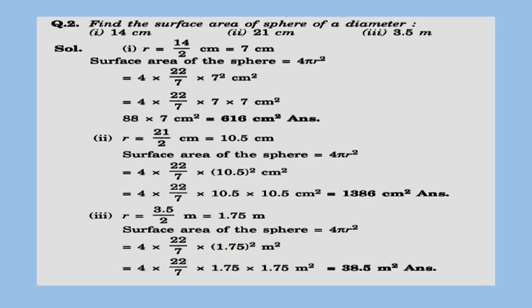Again, use the same formula as we have to find out the surface area of the sphere, 4 pi r square. Substitute the values 22 by 7, that is value of pi, and r 7 centimeter, and then calculate it. The answer is 616 centimeter square. In this way, you have to calculate the remaining two questions, but calculate it correctly.